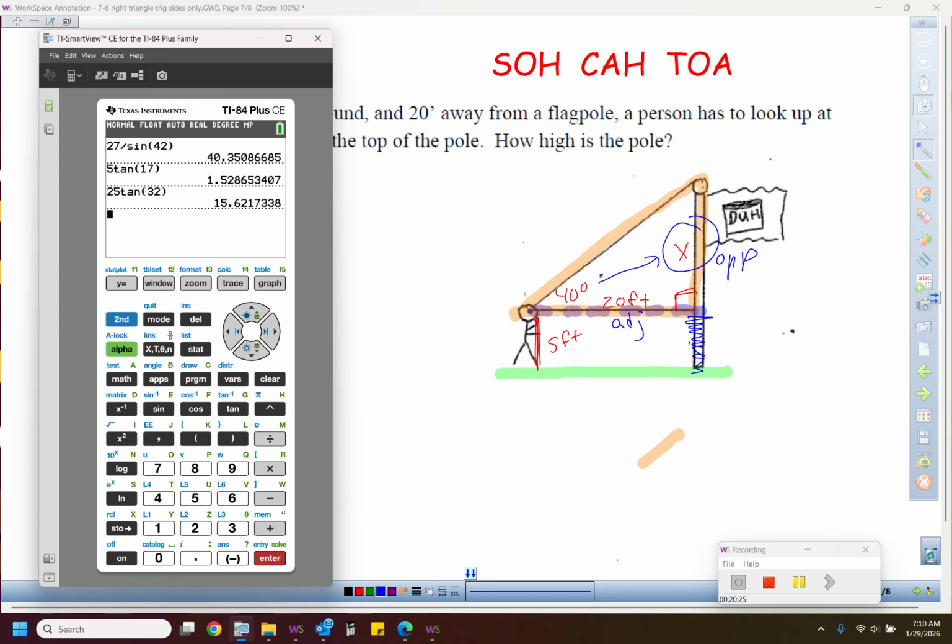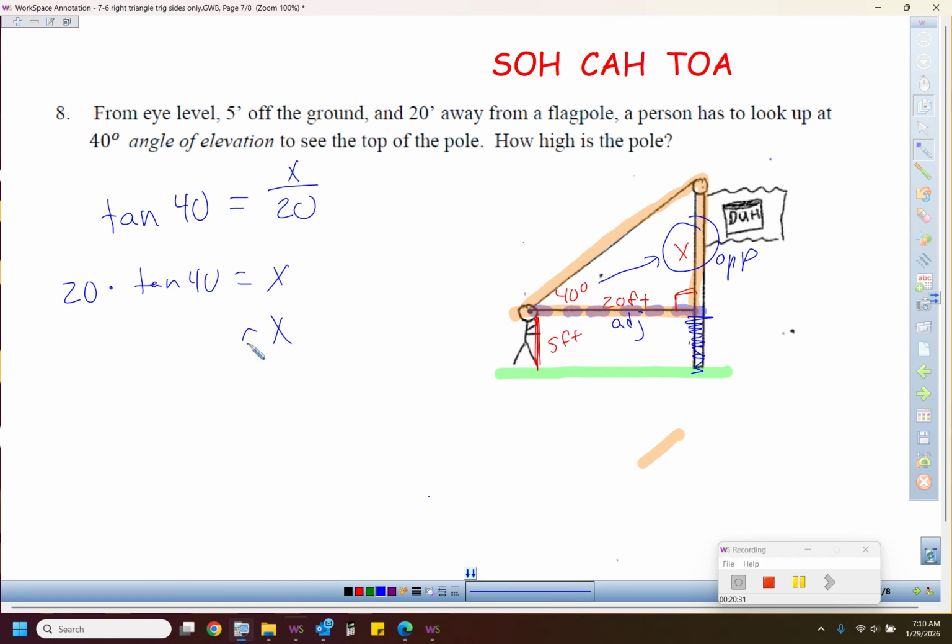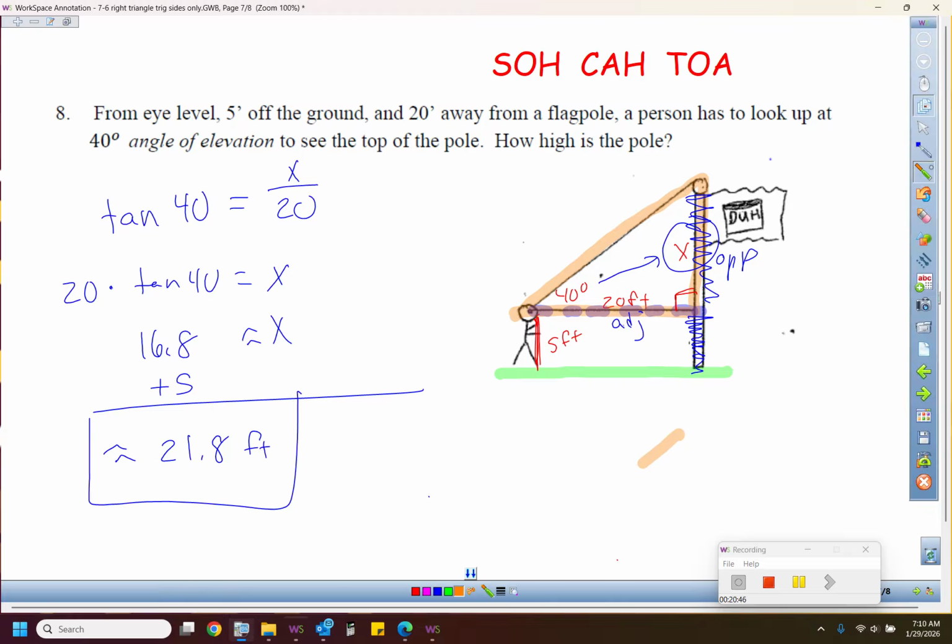So we'll punch that in. 20 tangents of 40, about 16.8. So x is about 16.8. But remember, that's only this thing. We have to add 5 to it and get 21.8, which is approximately the height of the pole. Realize he's not x. X is 16.8. Don't say x is 21.8 because that's not right. X is about 16.8, and we just add 5 to it.